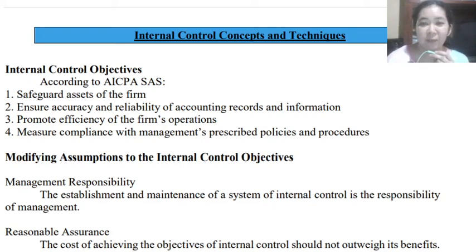Okay, so this next video lecture is still the continuation of our Module 3, Ethics, Fraud, and Internal Control. So we are now in the third topic, which is internal control concepts and techniques.